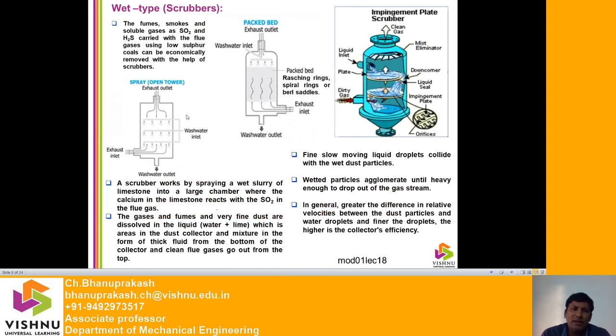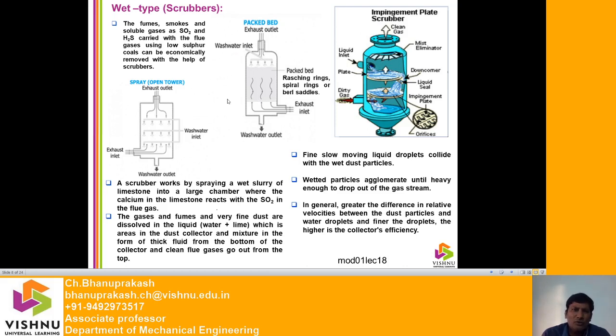Now the third type of mechanical collector is the wet type collectors or wet type separators, otherwise we can call them scrubbers. See here, there are three types of collectors: one is the spray or open tower, another one is the packed bed, and the third one is the impingement plate scrubber. These three work the same way.